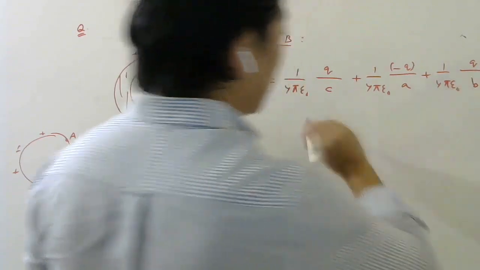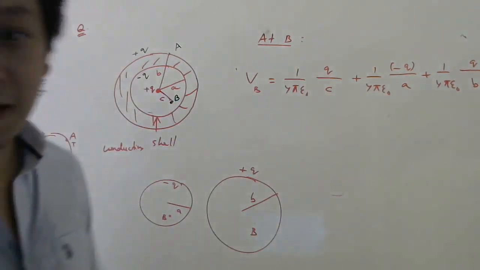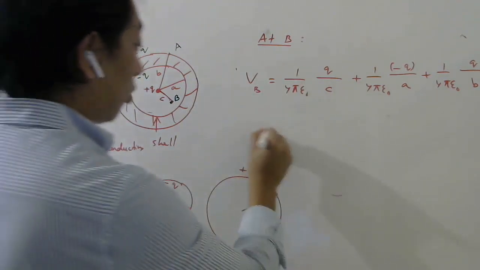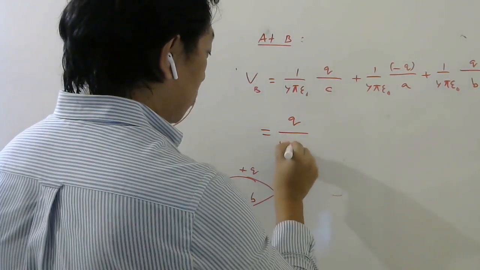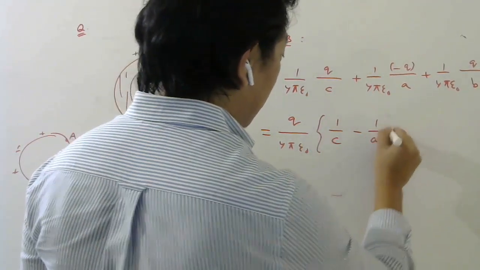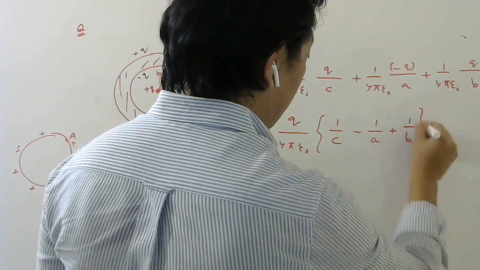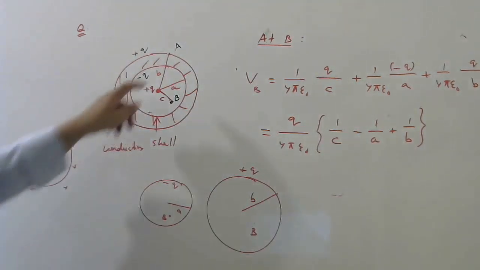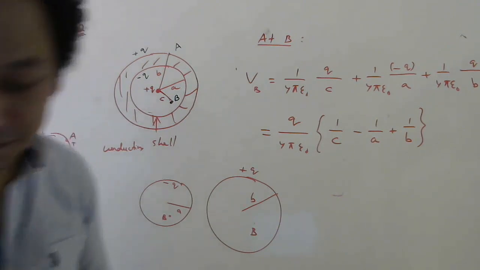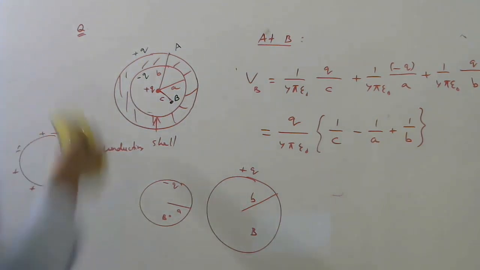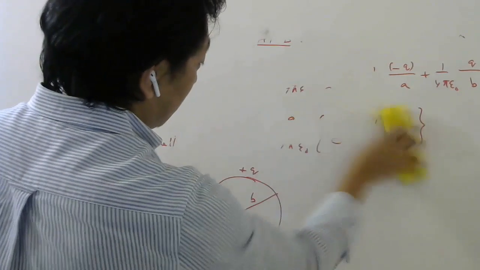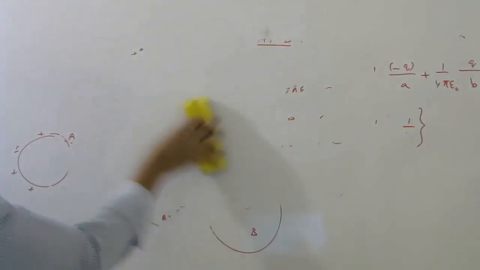Now you can see, students, none of them will cancel. Right? So this will be the answer. If I take common q by 4 pi epsilon naught, you will get 1 by C minus 1 by A plus 1 by B. So like that, students, you can find at different points, and that is how potential will change. So I hope you have learned how to find potential due to concentric charged shells.